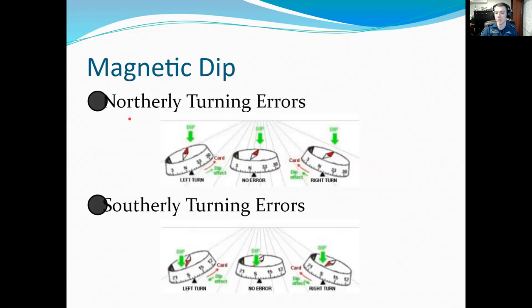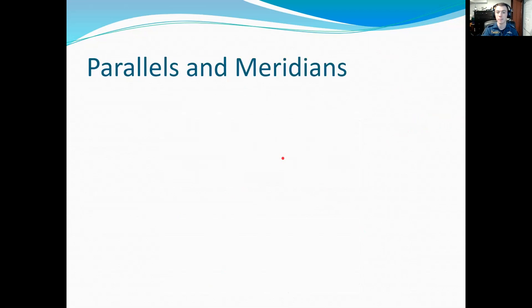Northerly and southerly turning errors aren't too important, but just know that as you turn to the north, your compass is going to get all excited about that and swing faster ahead of you and can end up overshooting. And the opposite can happen to the south. These errors do flip depending on which hemisphere you're in.